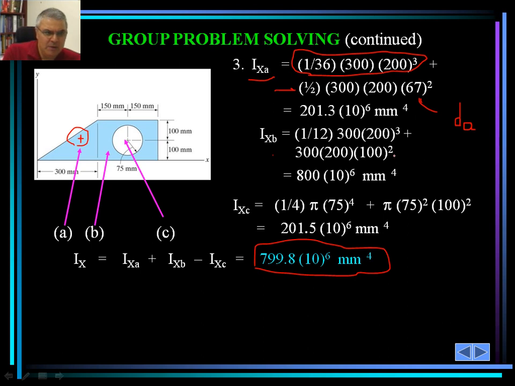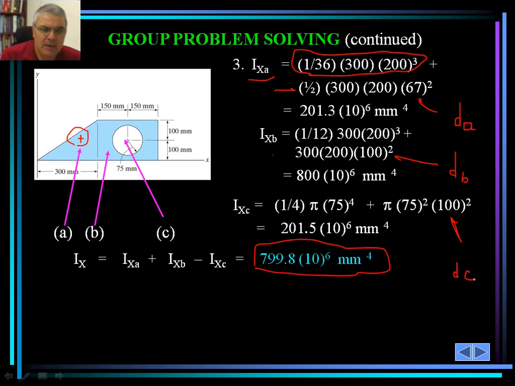The same thing here. This is D for area B. Okay. And this is D for C.